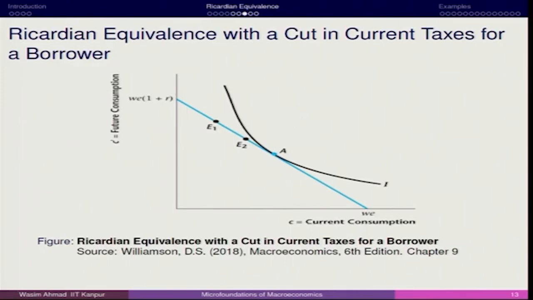So, if the government is going to give a tax cut in the current period, it may happen that it will increase the tax in the future period. So, this dividend that the government gives in the form of a tax cut will be saved and transferred to the future period, because the equilibrium condition remains the same, it does not change at all.